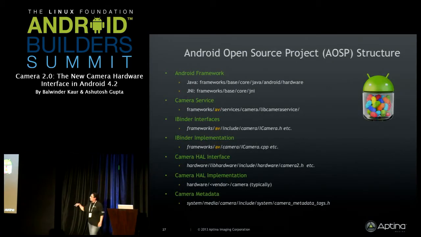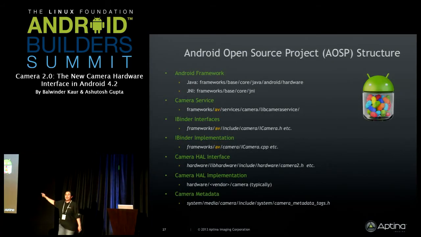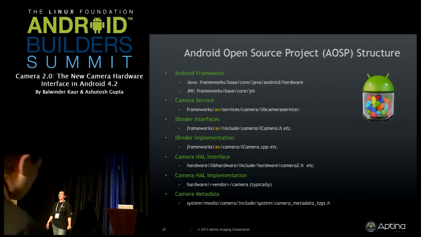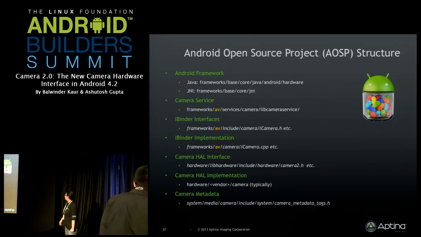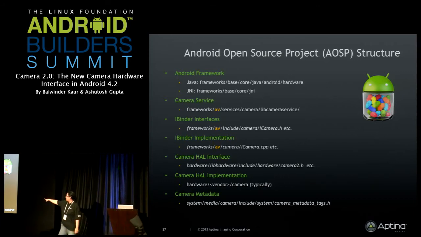These are all the directories. The only thing I have is the AV highlighted in yellow, which is where the path changed from Ice Cream Sandwich to Jelly Bean. And the metadata that I was mentioning is the last line on this slide.